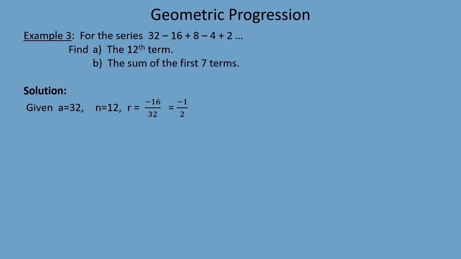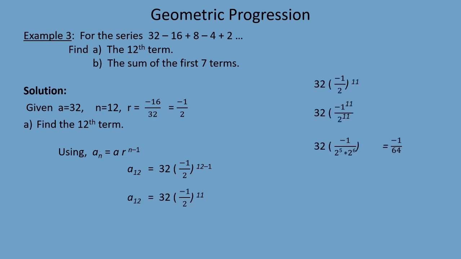Find the 12th term using An is equal to AR to the power n minus 1. A12 is equal to 32 into minus 1 by 2 to the power 12 minus 1. A12 is equal to 32 into minus 1 by 2 to the power 11. This can be written as minus 1 to the power 11 by 2 to the power 11.